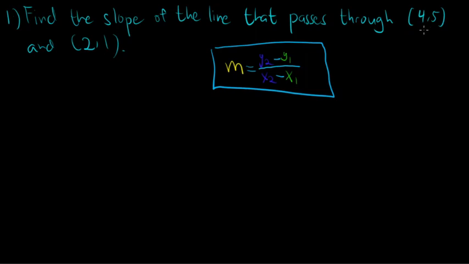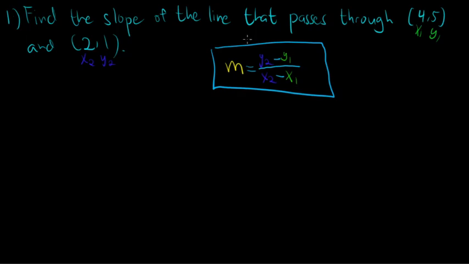Now, we can call (4, 5) our first point, it doesn't matter, and (2, 1) our second point, doesn't matter as long as we label them correctly. For this example's case, let's call (4, 5) our first point, which means 4 right here will be our x sub 1. It also makes 5 our y sub 1. Now, point (2, 1) will be our second point, which means 2 will be our x sub 2, and 1 will be our y sub 2.